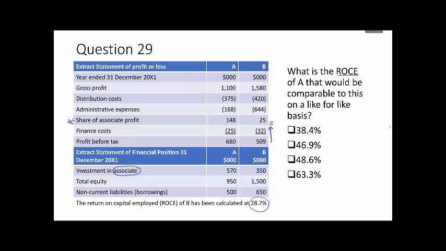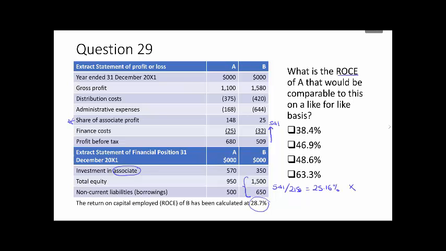a figure of 541. I could therefore go and calculate return on capital employed by taking that 541 divided by the sum of the capital employed here of 2150, but unfortunately this gives me a figure of 25.16%. This isn't how they happen to have calculated it in this case.